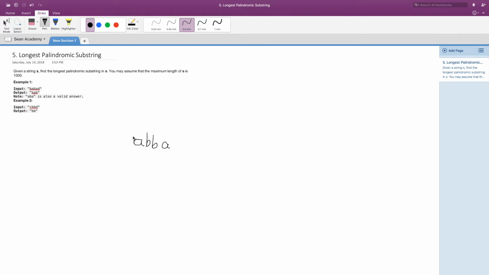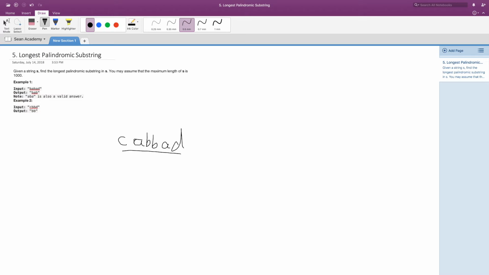Now if you add a C here and a D there, this is a new string. The substrings are like ABBA, and BB is also a substring. They both are palindromes, but ABBA is the largest one.